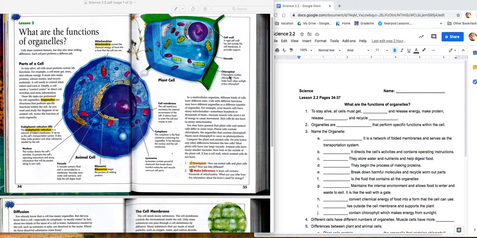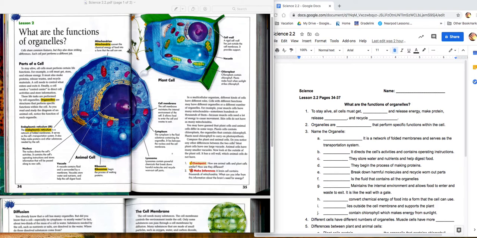Then the last feature, letter J, is chloroplasts. Chloroplasts contain chlorophyll. Chlorophyll is the green color. It's what makes plants' leaves green. Chlorophyll traps sunlight, and the sunlight is used in a process called photosynthesis, which takes sun energy and turns it into food energy. It turns it into chemical energy, guys, and that's why plants can make their own food. Animals do not have chloroplasts, so they cannot make their own food.